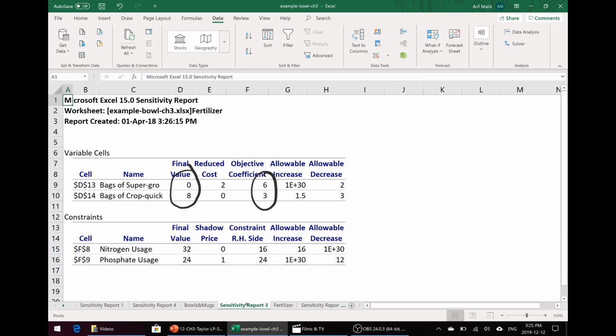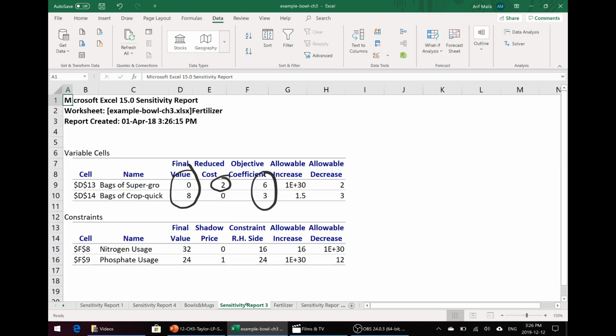This is the allowable increase and decrease of the coefficients of the cost. And it's telling us the reduced cost here. The reduced cost is telling us that if you decrease the cost from 6 to 4, then the bag of Super Grow will be there, and we will have a new solution point. So this reduced cost is there.